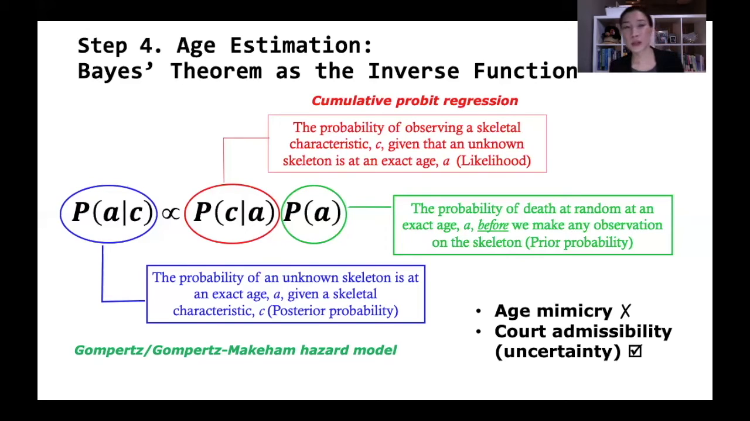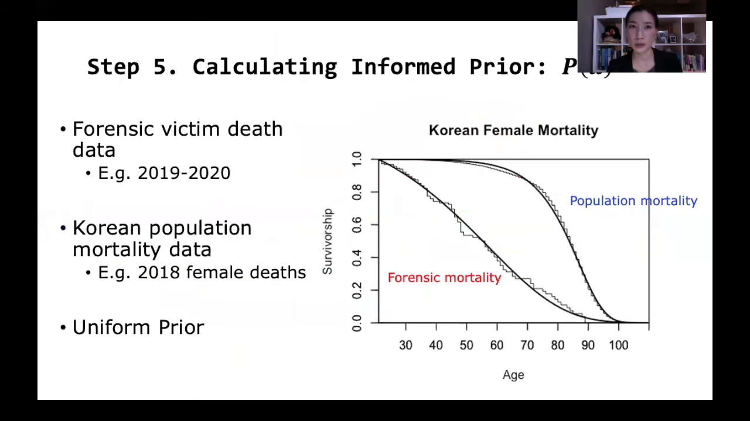Thus, Bayes' theorem provides a convenient means to combine biological data, which is the information that you get from the skeletal remains, with the written records of death, so that you can combine those two in order to obtain more statistically sound, realistic, and accurate age-at-death estimates.